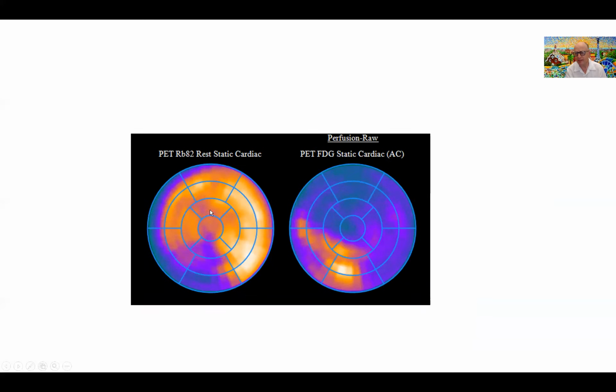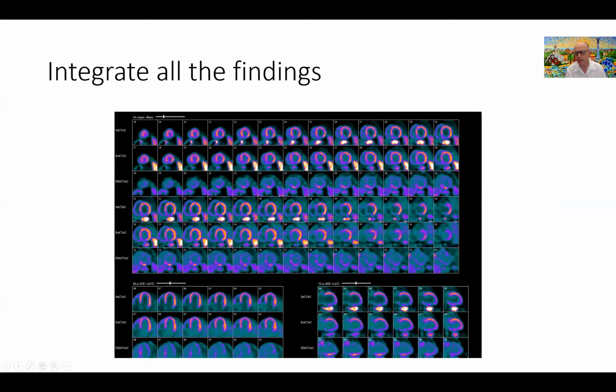Here's a 17-segment model, how we display this. These are the rest images here with the perfusion defect well seen. And these are the FDG images. If you can actually transport this area of uptake of FDG up to here, you can see that it fits almost perfectly. So again, rest perfusion defect was mismatch and increased FDG uptake in the same area, indicating hibernation.